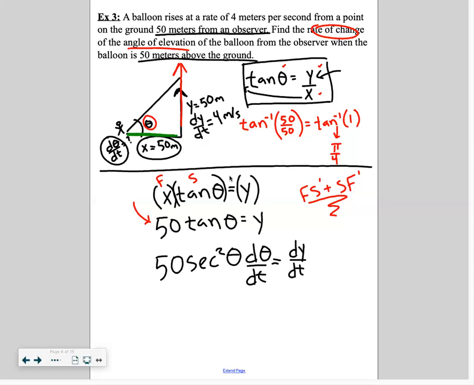What happened to the tan theta? Okay, so there's a question on what happened to the tan theta here. Let's just say, for example, I did use the product rule there.